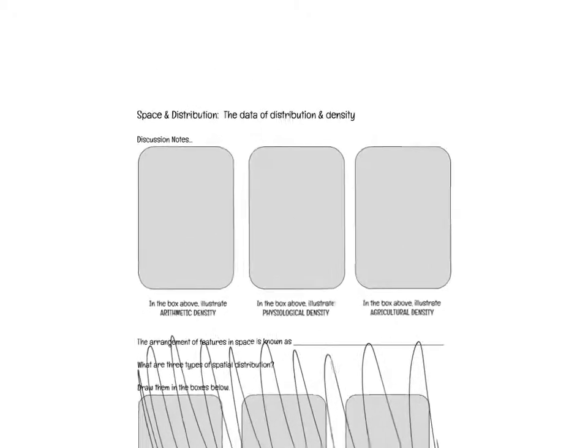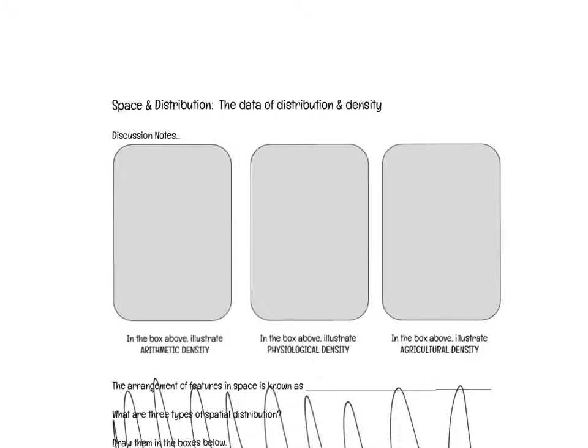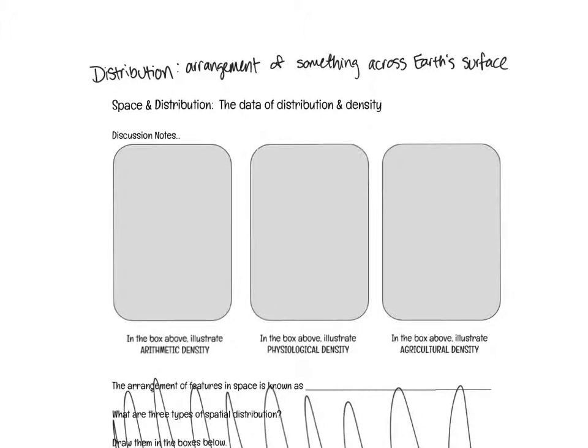So we need to know that distribution is the arrangement of something across Earth's surface. Keywords here, the arrangement, and across the surface.